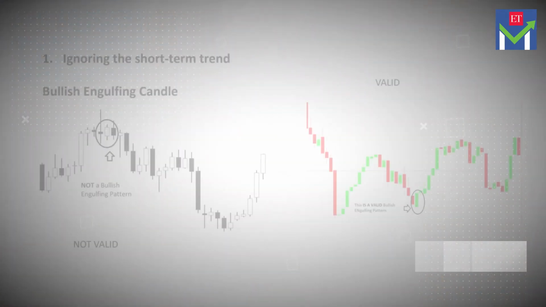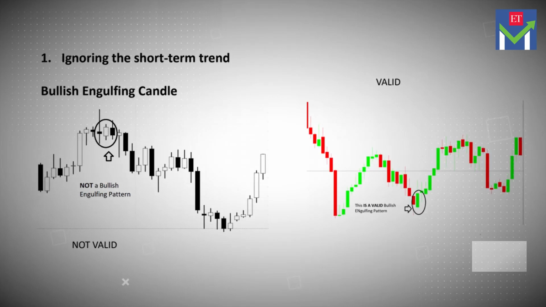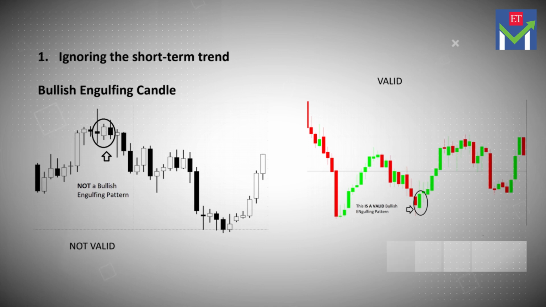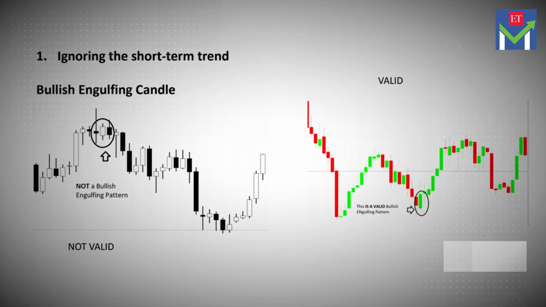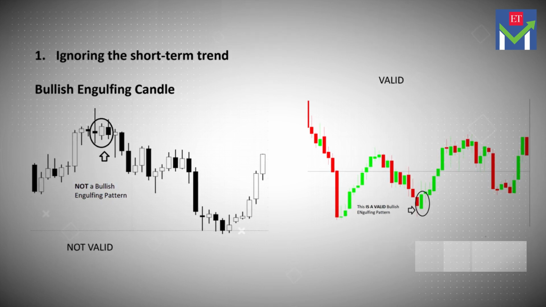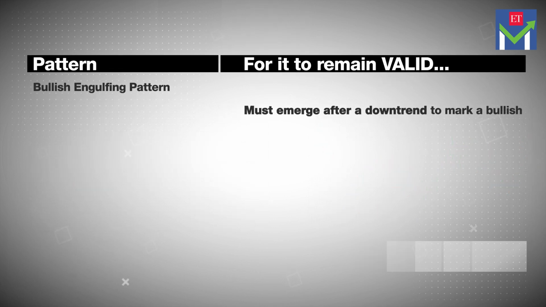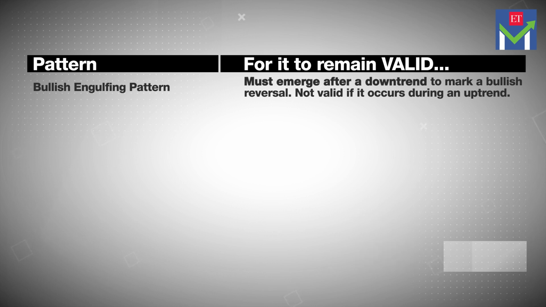Now let's examine these mistakes in detail. The first is ignoring short-term trends. We are keen to identify, in a hurry, and label different formations. These formations are bearish engulfing, bullish hammer, hanging man, morning star and evening star. Here are some pointers to identify different formations. For a bullish engulfing pattern to remain valid, it must emerge after a downtrend to mark a bullish reversal. It will not be valid if it occurs during an uptrend.